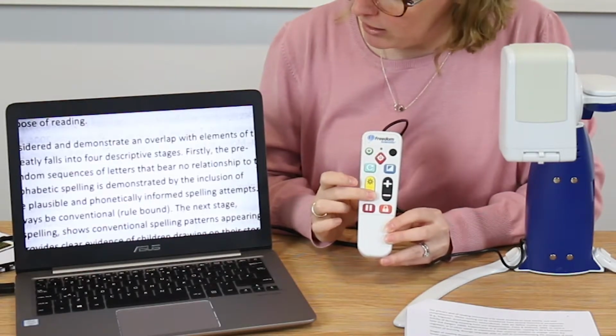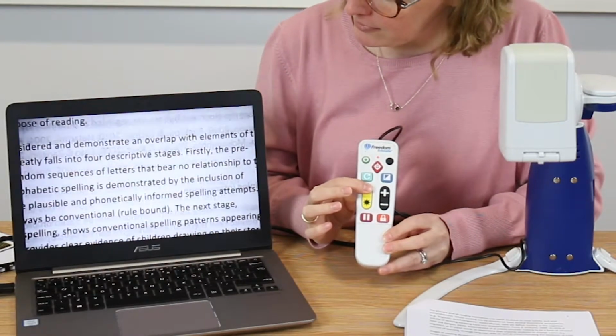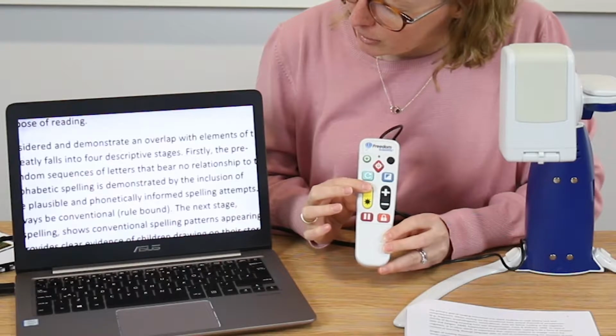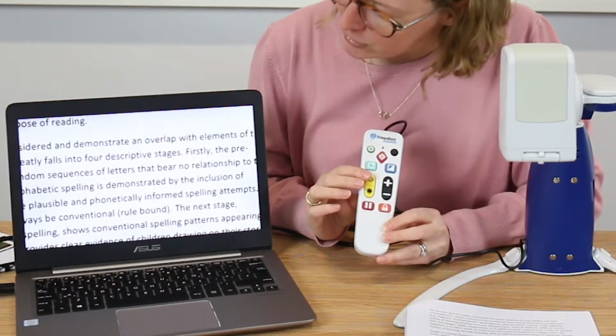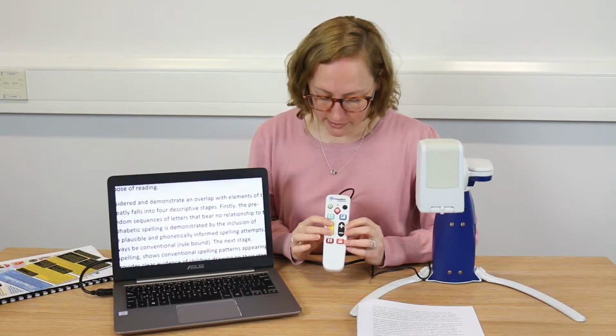If I press and hold the darkness, it's going to make that worse. But if I press and hold the brightness, it's going to sharpen up the image for you. And there's a nice sharp black on white contrast. Next to the brightness rocker switch, we have our magnification rocker switch.